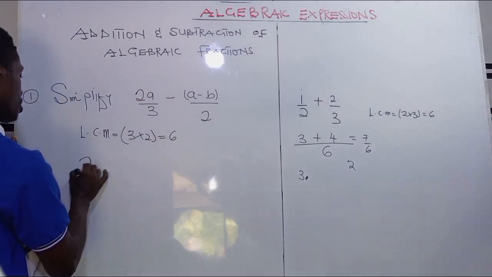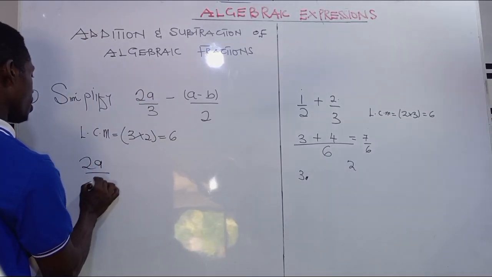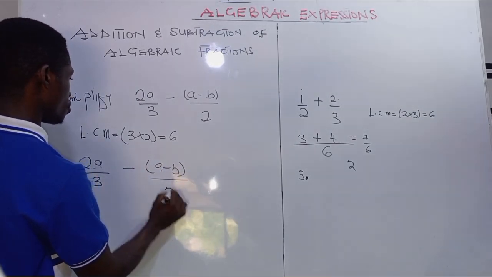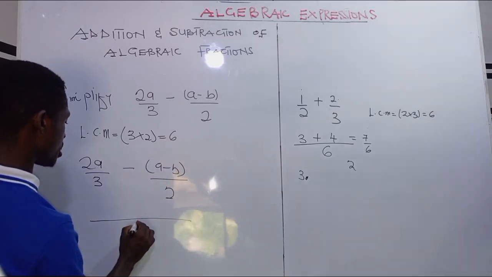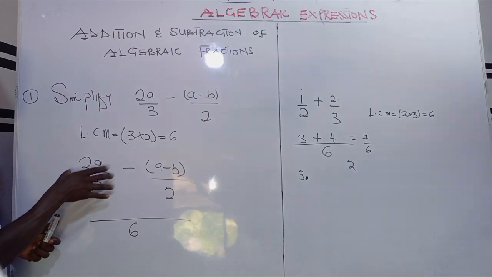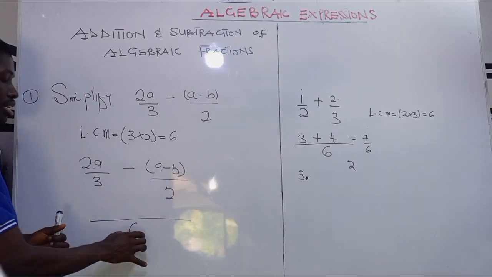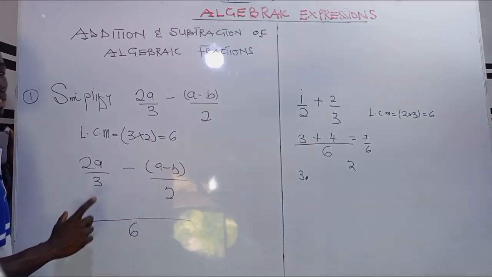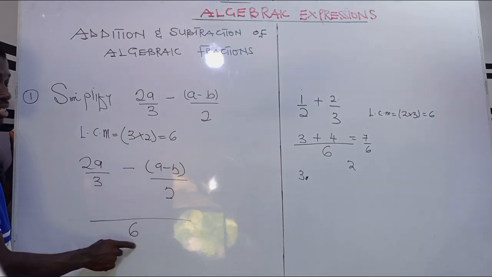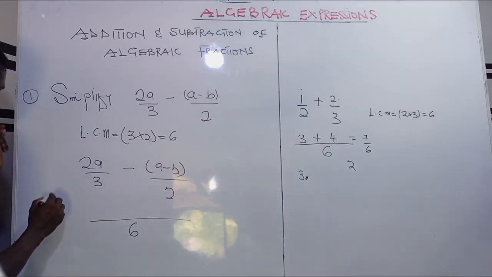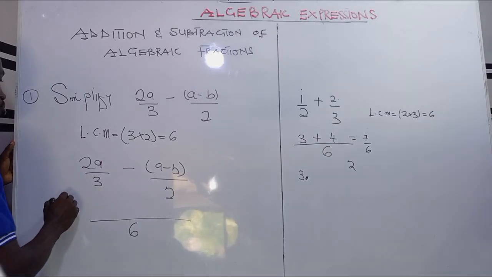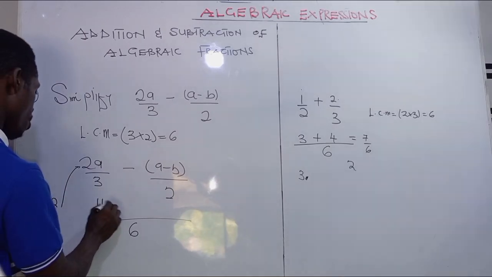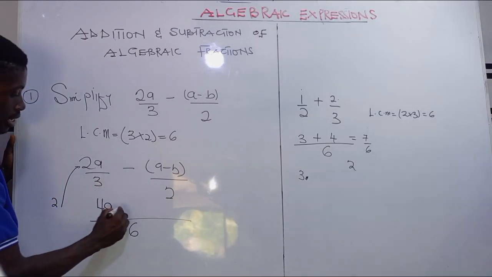So we have 2a all over 3 minus a minus b all over 2. Now the LCM is 6. So we are going to express this fraction in terms of the LCM, and this fraction in terms of the LCM. So this is how we do it. 3 will go into 6 how many times? Or how many times will 3 divide 6? We have 2. Then we use the 2 to multiply the numerator. So 2 times 2a will give us 4a. Then we have our minus sign.